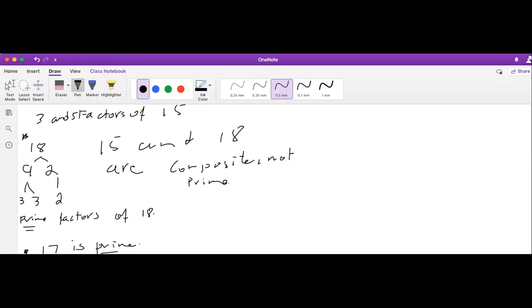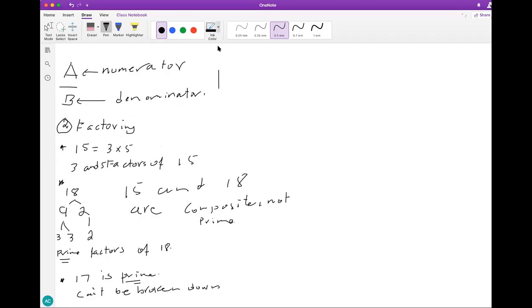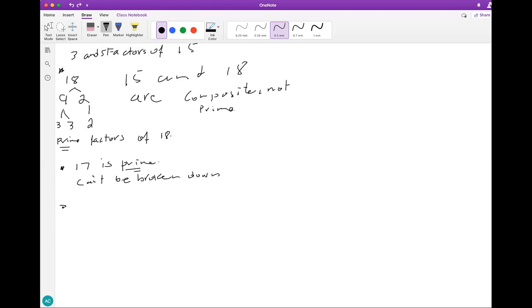Okay, now that we learned what factoring is, we're going to see how to use it to simplify fractions. That's the whole reason why we learned this, so we can use it in simplifying fractions. Let's call that number 3. Simplifying fractions. If you have, for example, 15 over 18, that's a fraction.